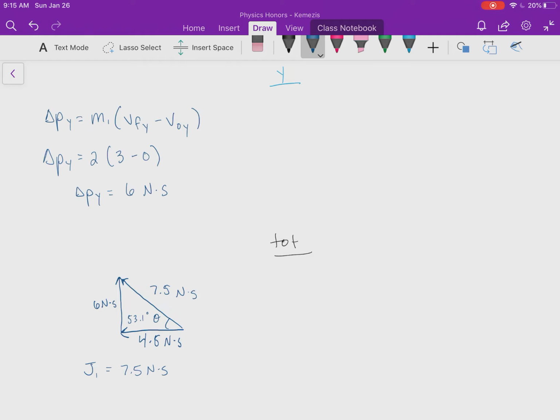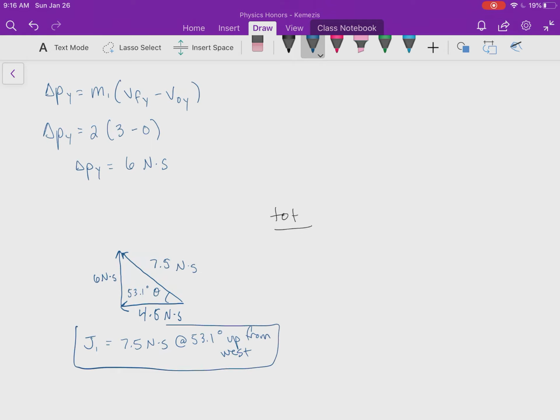Now, I can't just say 53.1 because 53.1 implies up here, and that's not where we are. We're in the second quadrant. So there's a few ways that you can talk about this angle. You can figure out where you are in relation to 0, or you can say 53.1 degrees up from west. That's the same thing, so that's what I'm going to do because here's the west direction. The 4.5 newtons is going out west, and then I go 53.1 degrees up. Okay, so 7.5 at 53.1 degrees up from west.